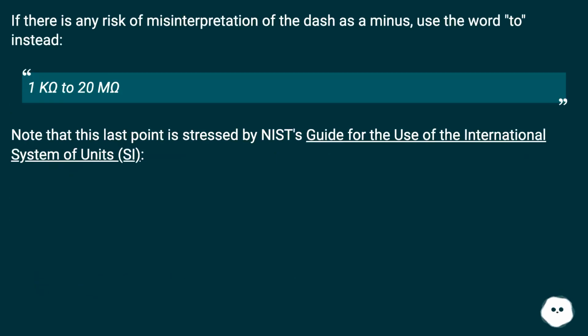If there is any risk of misinterpretation of the dash as a minus, use the word to instead: 1 kΩ to 20 mΩ.